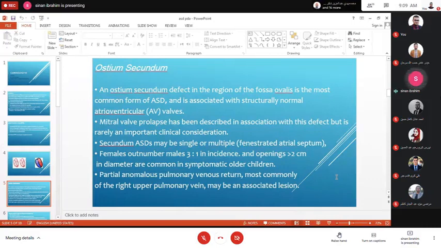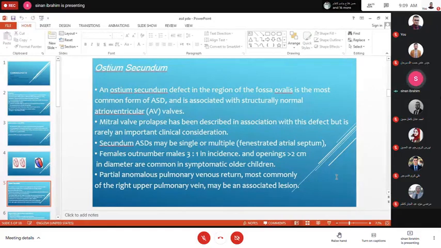لذلك نشوفوا مرات تلاقي عمرها 30 40 سنة يجونا عندها مسوية echo for any reason, for palpitation or exertional dyspnea, and we found the patient had ASD secundum. Openings more than 2 cm in diameter are common in symptomatic older children.